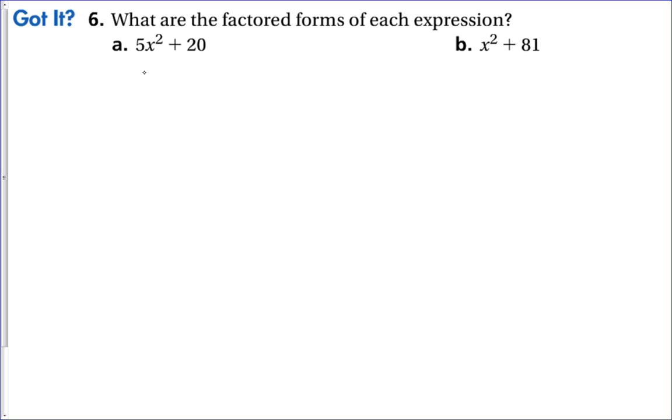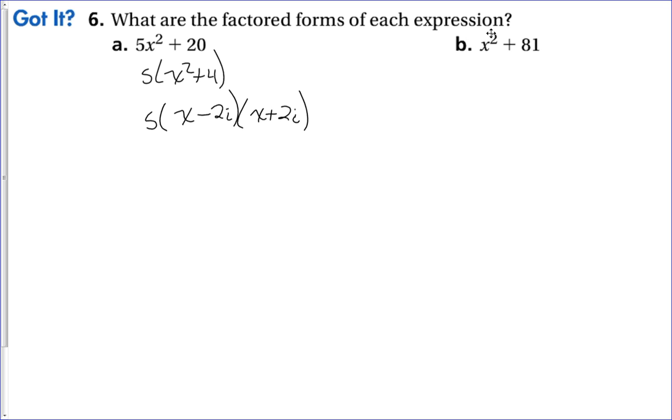All right, this one here, you pull out the 5, you get x squared plus 4. So you're going to get 5, x minus the square root of 4, which is 2i, and then x plus 2i. And that will be your final answer for this one: 5 times x minus 2i times x plus 2i. It doesn't matter which one is the plus and which is the minus, as long as you got one of each.